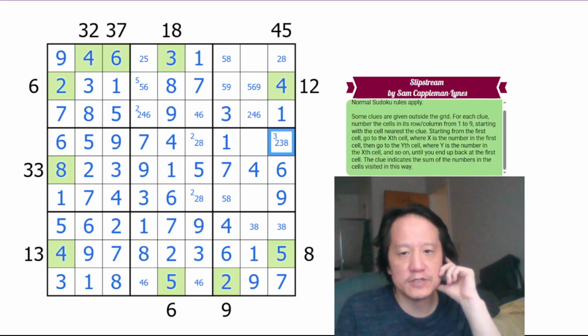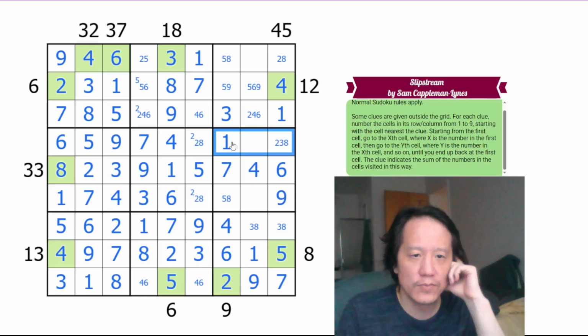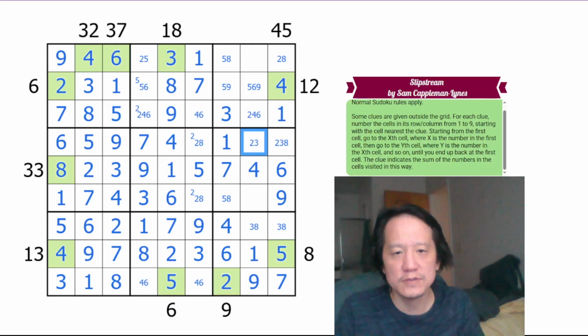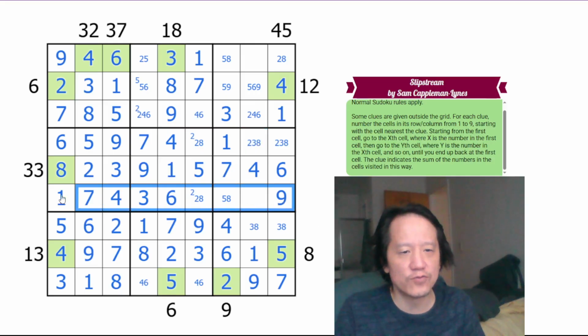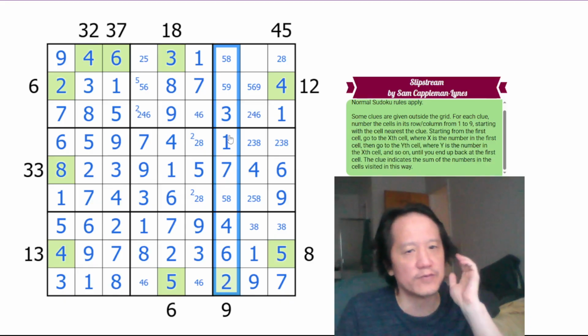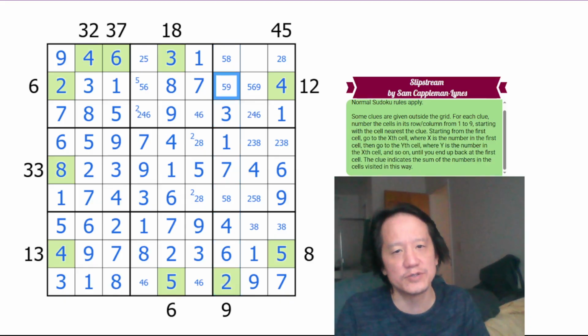3 is not guaranteed to be here. The rest of row 4 is 2, 3, and 8. The rest of row 6 is 2, 5, and 8. We have a 5, 8, 5, 8 pair in column 7, which eliminates 5 and 8 in the rest of the column, so this can't be 5. This is 9, so this can't be 9 here.